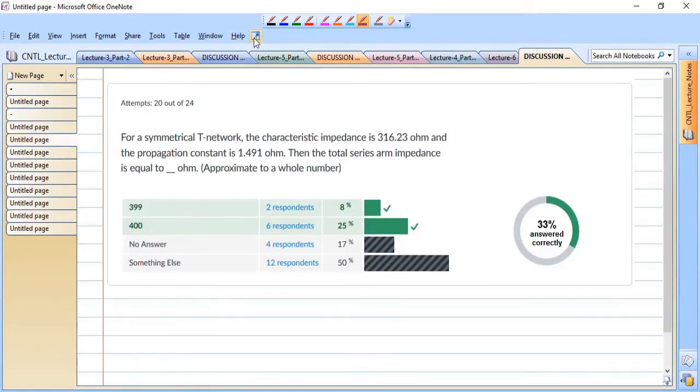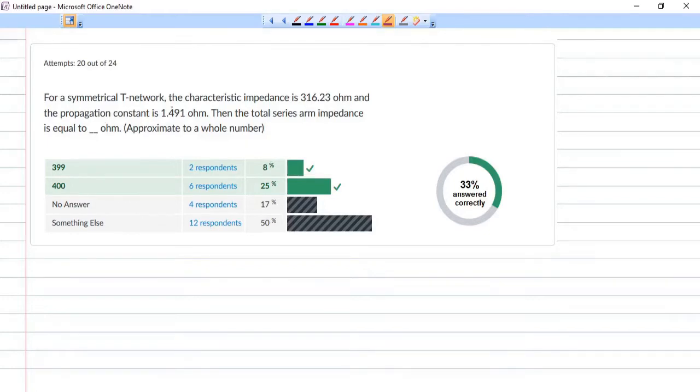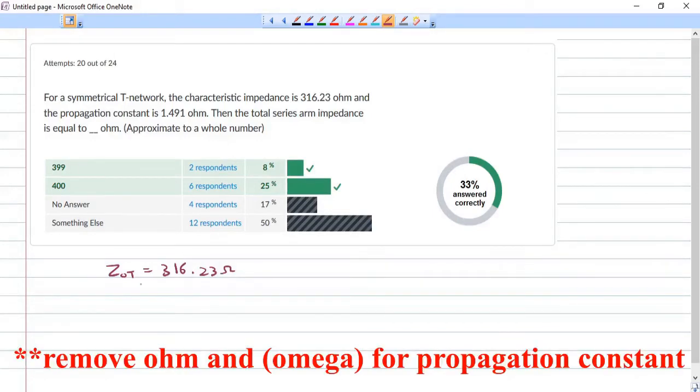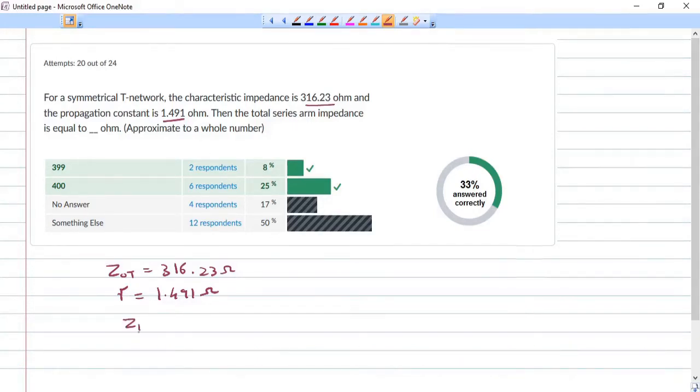Now the next question is, for a symmetrical T network, the characteristic impedance is 316.23 ohm. So we are given Z0T is equal to 316.23 ohm, and the propagation constant gamma is equal to 1.491. So these are given. Then we are asked the total series arm impedance of this T network. So we are asked what is Z1, that is the total series arm impedance.